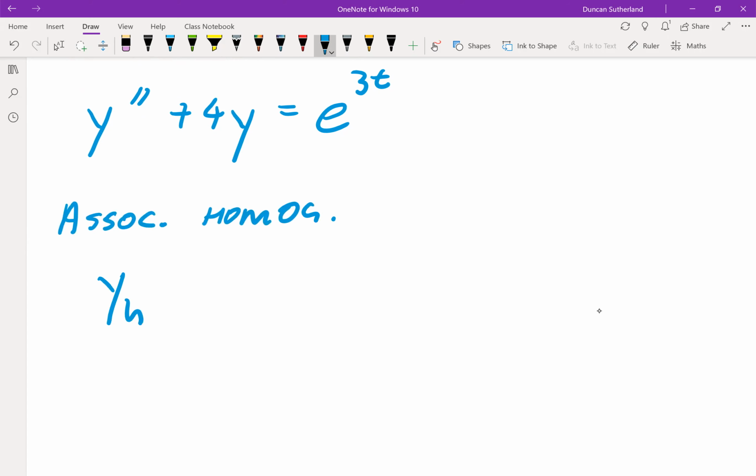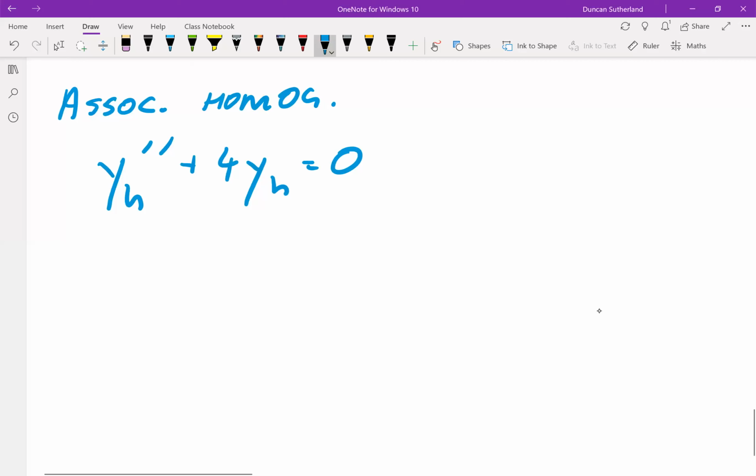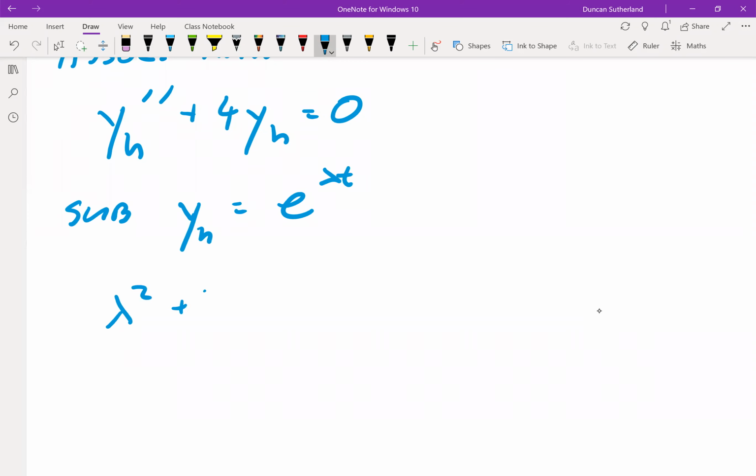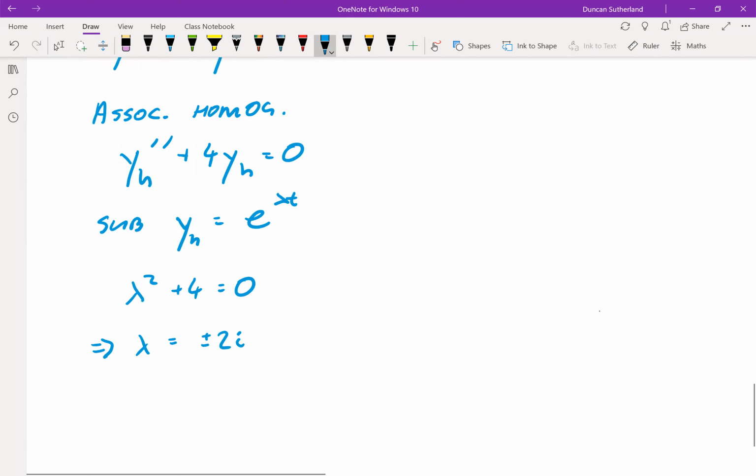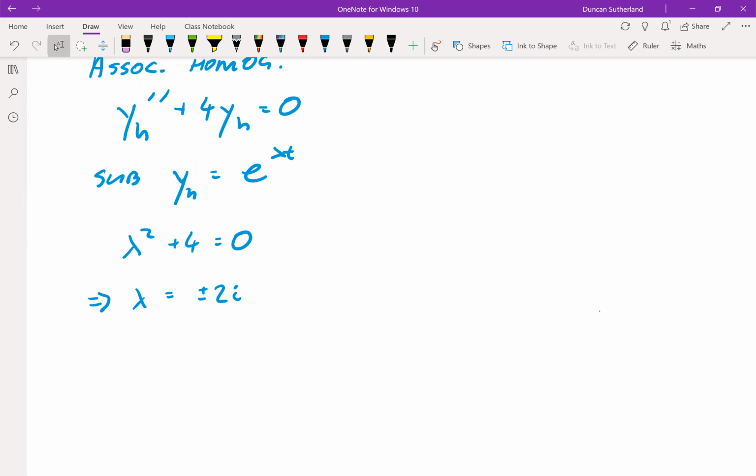That is YH double prime plus 4YH equals nothing. We know to sub YH equals e to the lambda t. So we get lambda squared plus 4 equals 0. That implies lambda equals plus or minus 2i. We've got the complex conjugate root case here. They're actually purely imaginary eigenvalues. So we get for our general solution... okay, so that's really nice, straightforward.